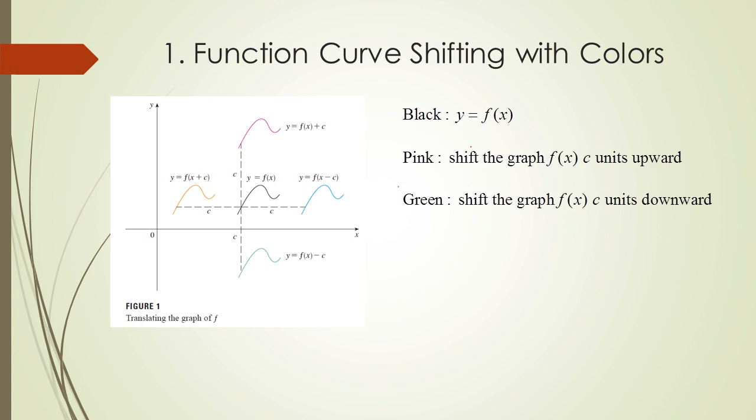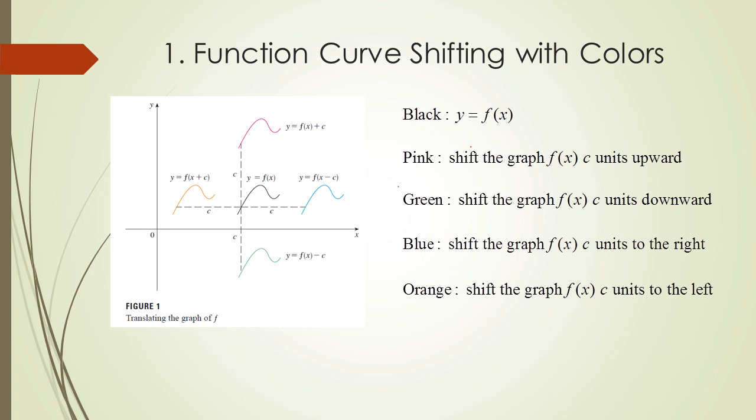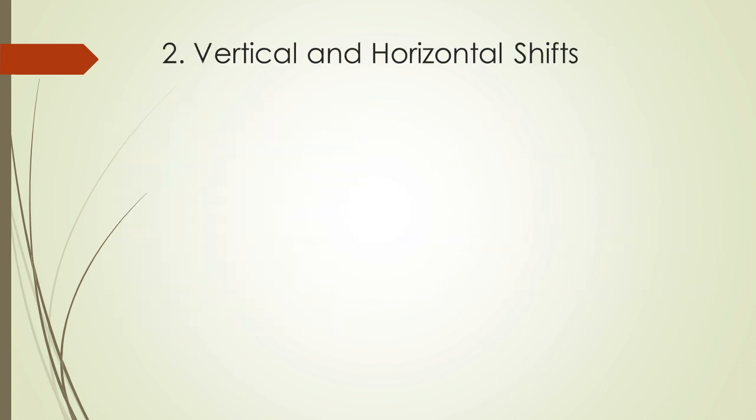Now, how can we represent it? Let's check it. Black, so it's y equals f(x). And then the pink color, we shift the graph of f(x) c units upward, which gives the curve f(x) plus c. And then the green one, shift the graph of f(x) c units.